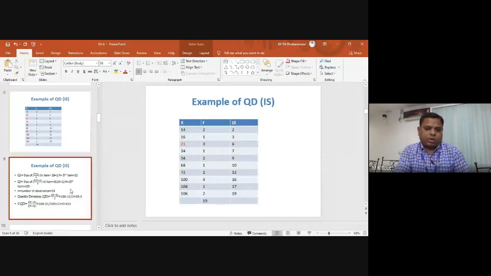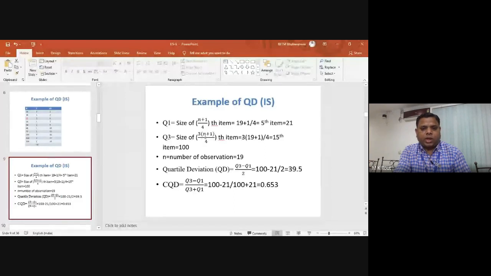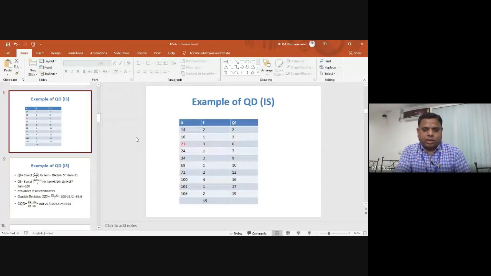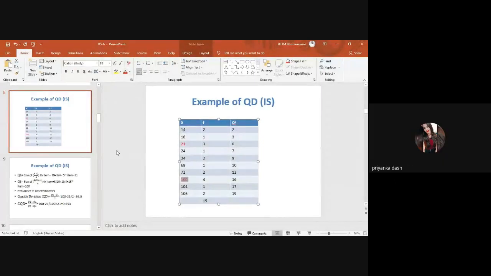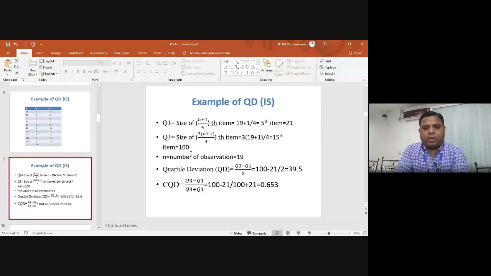Similarly, if you calculate the Q3 value, that is the size of 3 into n plus 1 divided by 4th item, you get the value of 15. And 15 is lying in this chosen interval. That means 16. And from this 16, the corresponding X value is your Q3 value. That is 100. Is it clear? Yes, sir. Okay, so that's why I write 21 here and 100 here.